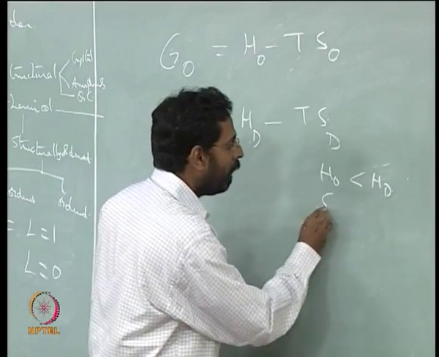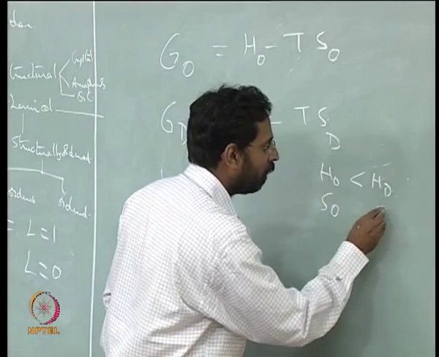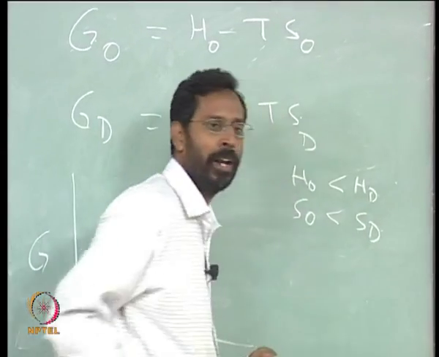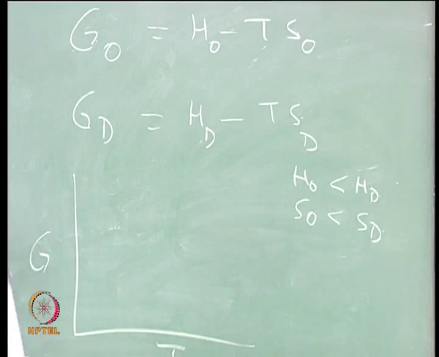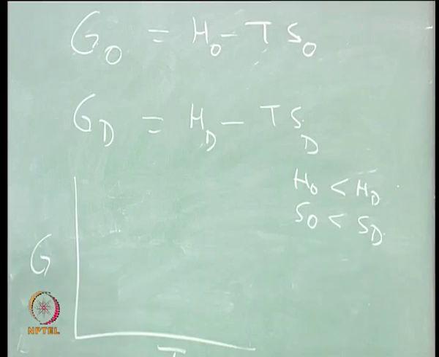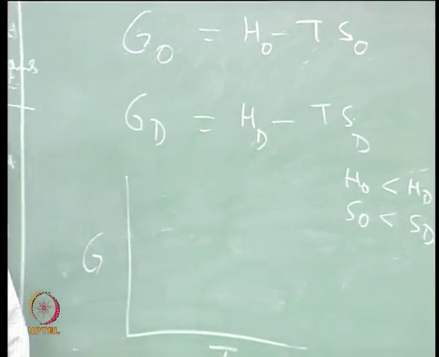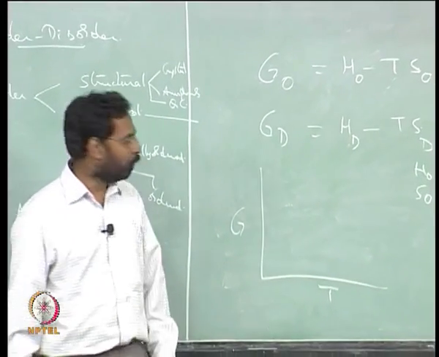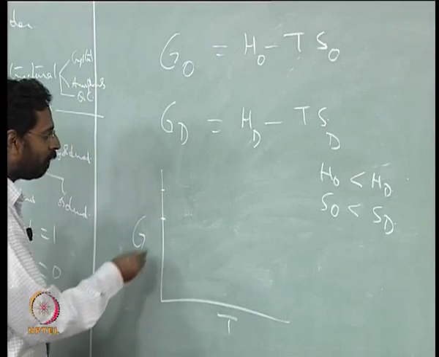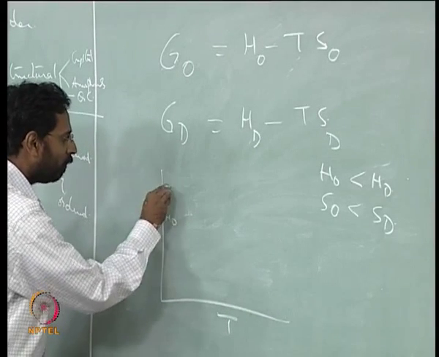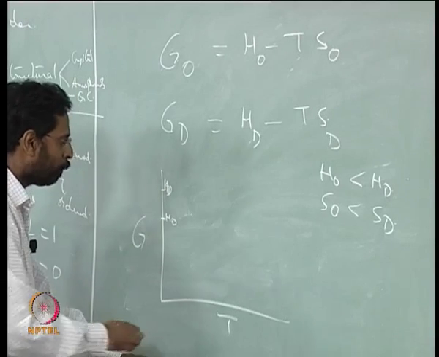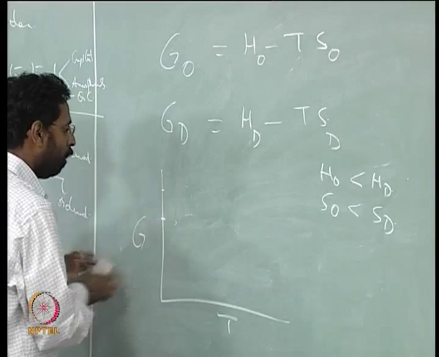And similarly, if I look at S of ordered structure and S of disordered structure, S of ordered structure is also lower than the S of disordered. Once I know these two, I can actually talk about how the G versus T changes. You would see two values of H here, H of the ordered will be lower, H of the disordered will be higher. I will put it on this side to solve the problem.